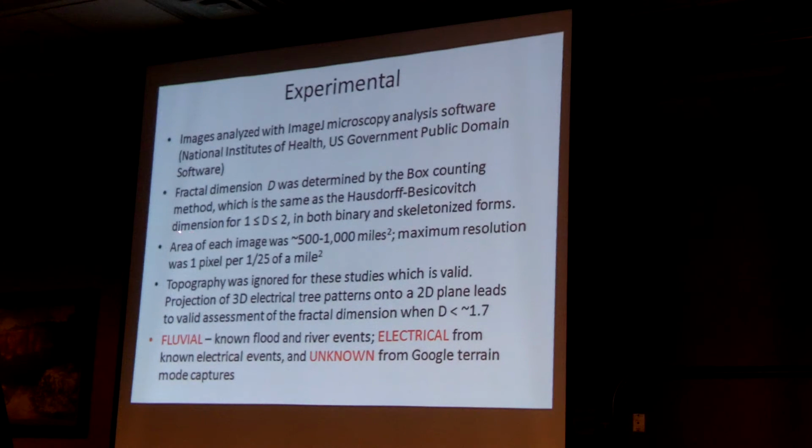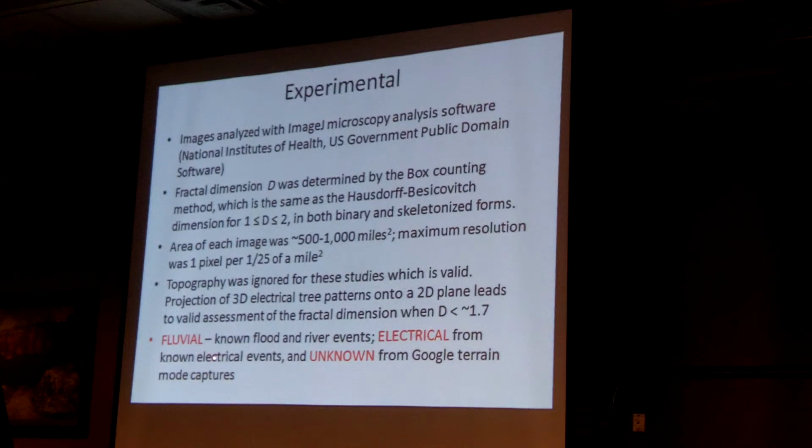Here are some image data. I tried to keep the mileage about consistent, right? So we can compare images to images. Now, the topography was ignored. I mentioned that up here because even in studies of electrical trees, they're 3-dimensional. But the electrical engineers found that the maximum you can get for a projection onto a 2D plane is 1.7. And indeed, that's what I found. I found all these electrical discharge patterns topped out at 1.7. So the data looks good from that perspective, and I'll show you that in a second.